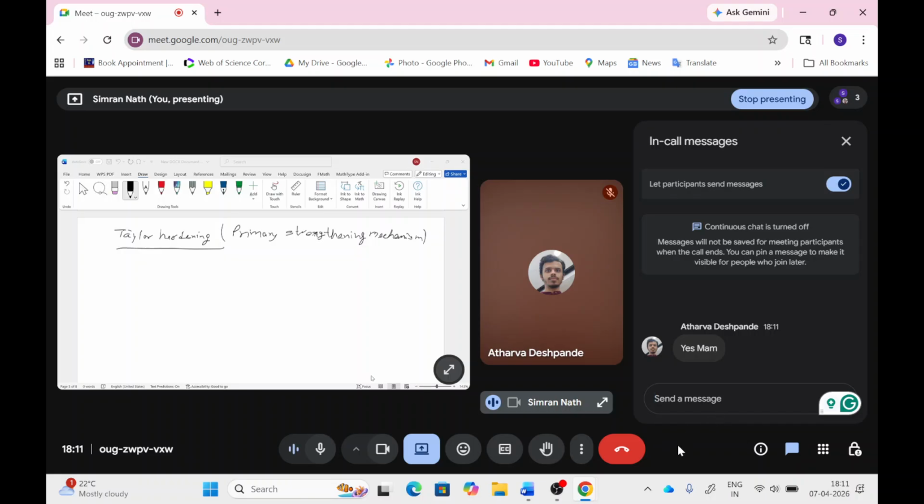Okay, so today we'll discuss some more hardening mechanisms. First we'll start with Taylor hardening. Taylor hardening is the primary strengthening mechanism. This relates the strengthening in single crystal and polycrystal, and the mechanism in single crystal deformation and polycrystal deformation is completely different. So we'll discuss one by one.